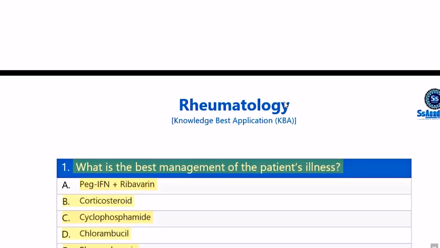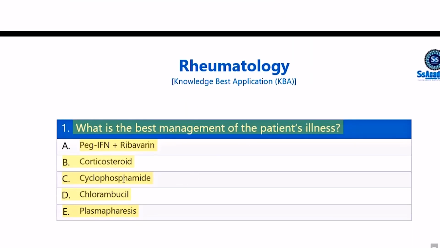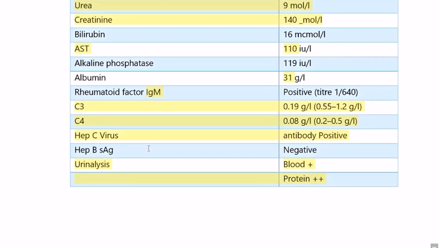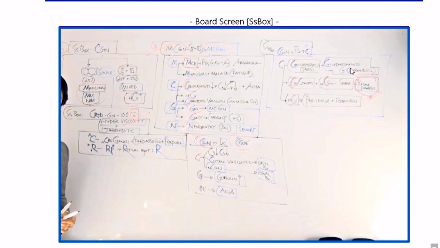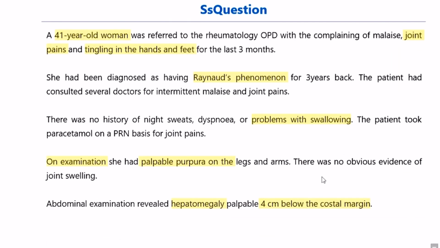The likely diagnosis is cryoglobulinemia. Once again, the treatment directs to, of course, PEG interferon and ribavirin as the best treatment. Treating the underlying etiology is the best management for cryoglobulinemia, along with the CCC that we already learned: C for corticosteroid, cyclophosphamide, chlorambucil. A patient with severe MCGN gets plasmapheresis, and also hepatitis C virus treatment.